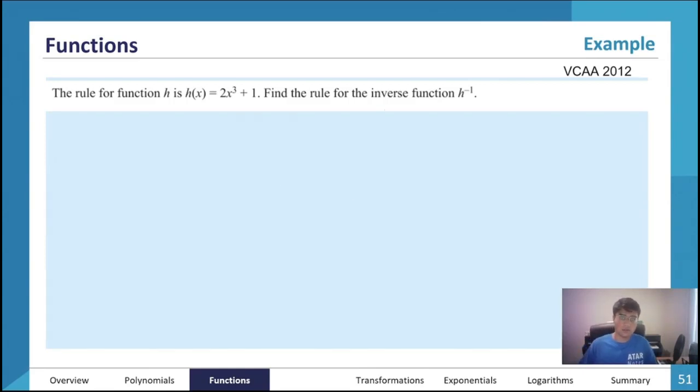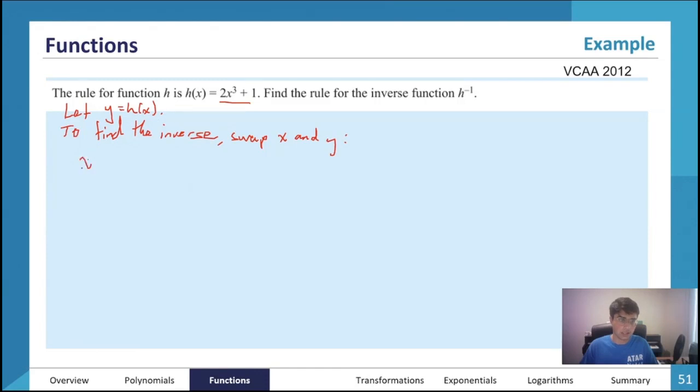We have a function h of x equals 2x cubed plus 1. So to find the inverse, and this is exactly how your working out should look in the real exam, swap x and y. Oh, actually, before you do any of this, make sure that you mention let y equal h of x. I always forget that step, and a lot of students also forget that step too. Make sure you include that. Let y equal h of x. To find the inverse, swap x and y.